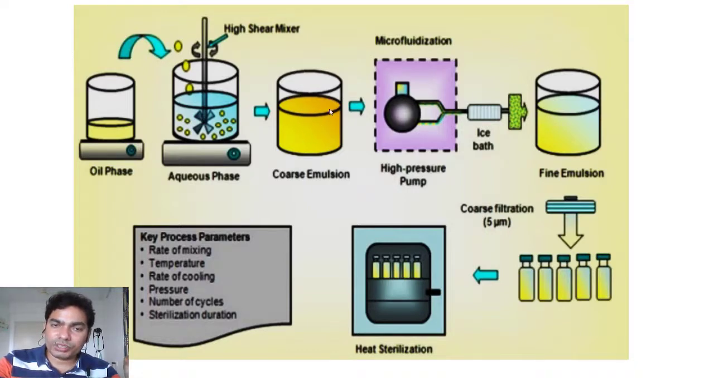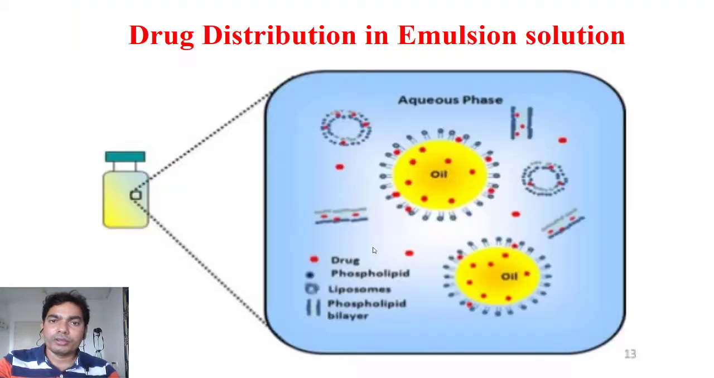So the coarse emulsion can go again through very small pores, to get very small particles. There is an ice bath, and then it looks like a fine emulsion. Then you can store it in different vials of the injection, as per your need. And there is again heat sterilization, so there should not be any contamination in these vials, and you can store it at 4 degrees, as per the recommendation for the drug, right?